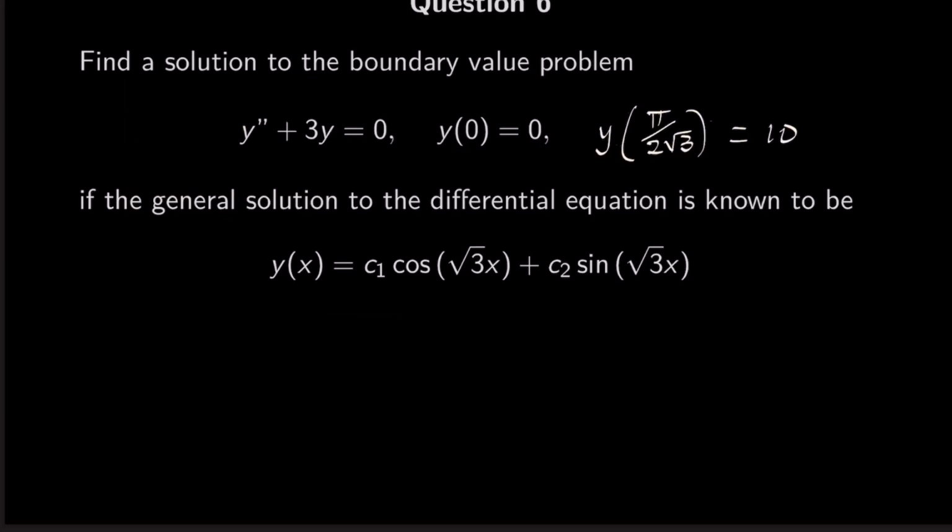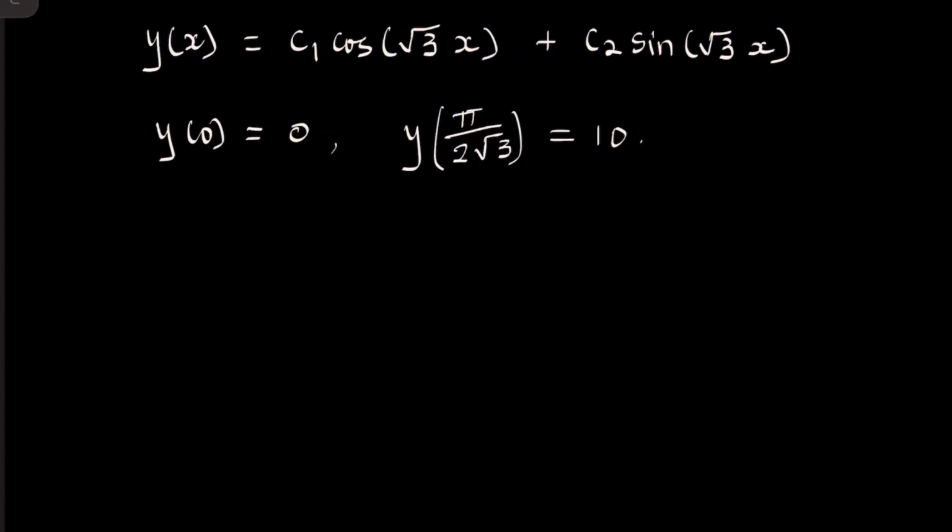With our last example, we have to find the solution to the BVP y double prime plus 3y is equal to 0. So here we just have to substitute the points into a given general solution because there is no y prime, so we don't need to differentiate. So let's start with the first subsidiary condition. That's when x is 0, y is equal to 0.